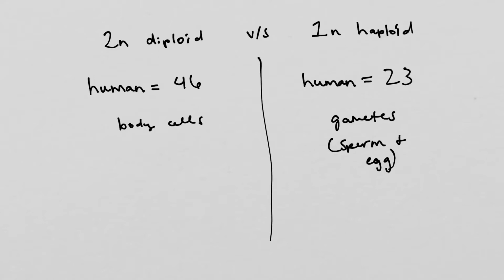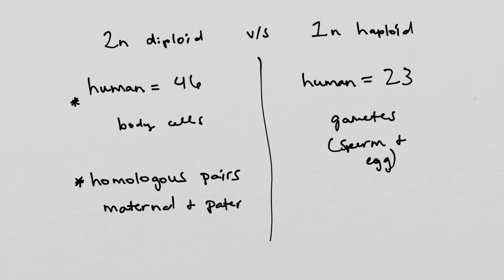Taking this back to chromosomes. In order for a cell to be diploid, it has to have homologous pairs, which means it has to have chromosomes represented from both mom and dad, maternal and paternal. So if the diploid is only one thing, it's not a pair.